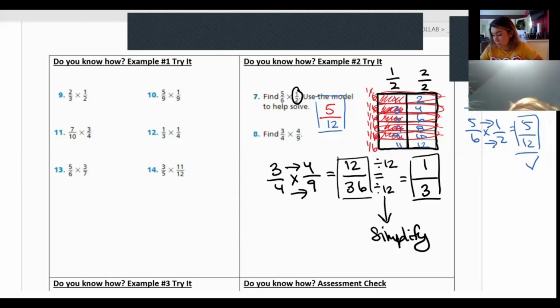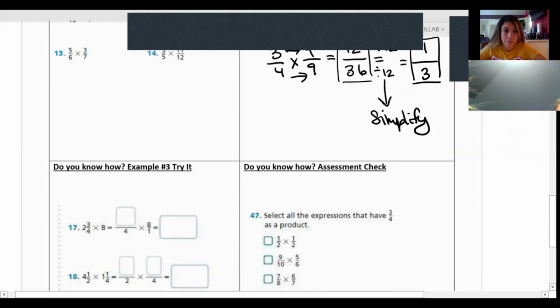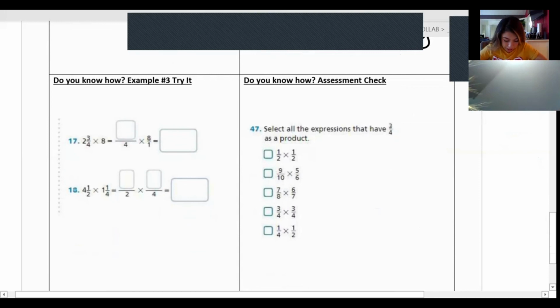The reason you want to know how to simplify is oftentimes on a test you might get the problem 3/4 times 4/9, and if your choices are A, B, and C, if you don't see 12/36, guys, you know that that's an indication that you might need to simplify, right? So you want to know how to do both ways, find the simplified and unsimplified version. Alrighty, perfect. Let's go into our example number 3 on our try it.